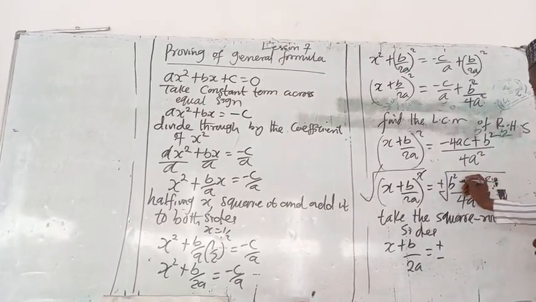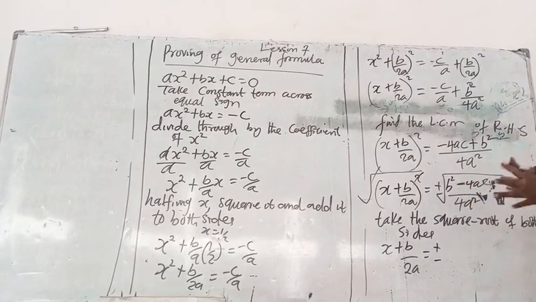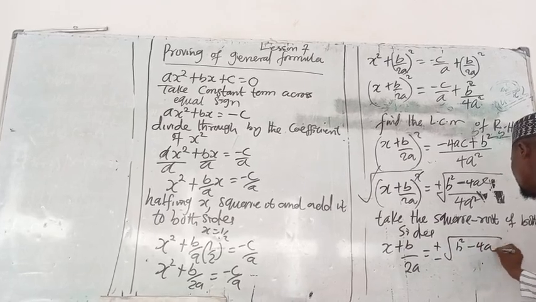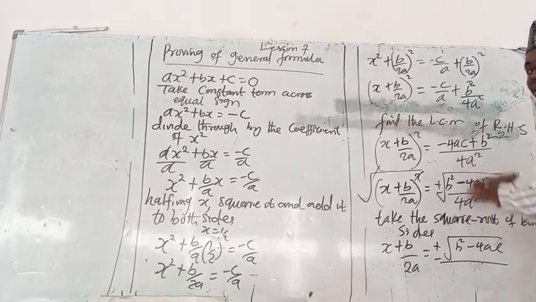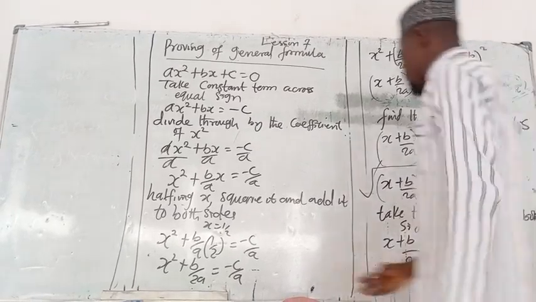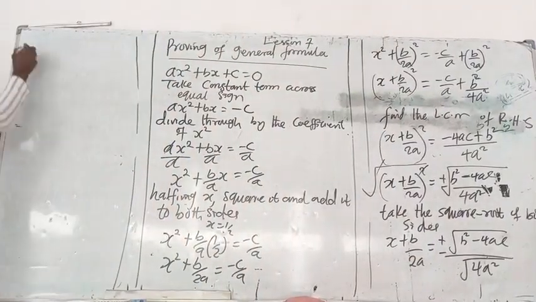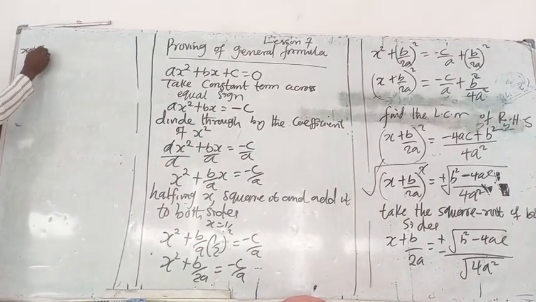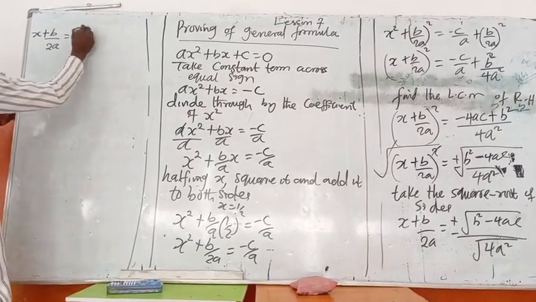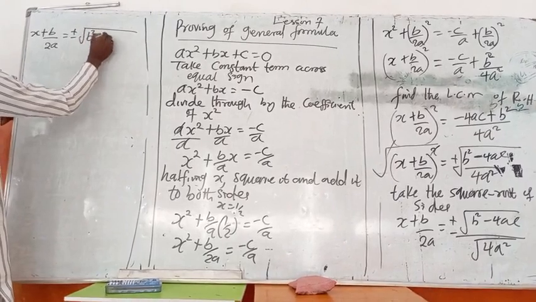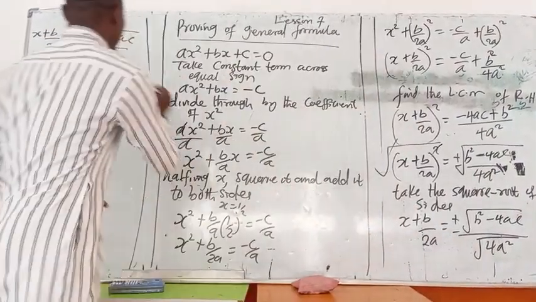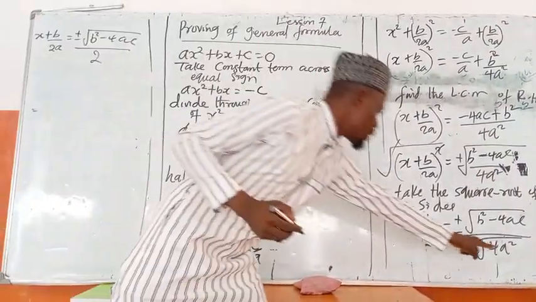If you look at this, there is something attached with this one, which is minus. There's no way I can find the square root, which means I have the square root of b squared minus 4ac. I'll share the square root between up and down, square root of 4a squared. With this, I can continue from here. I have x plus b over 2a is equal to positive negative square root of b squared minus 4ac all over square root of 4, which is 2, square root of a squared, which is a.